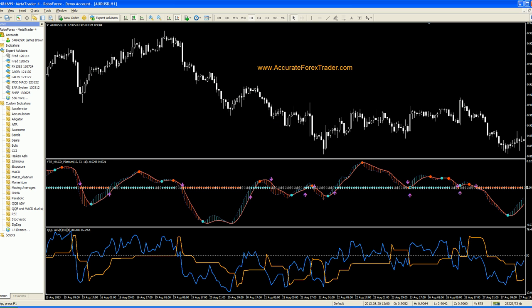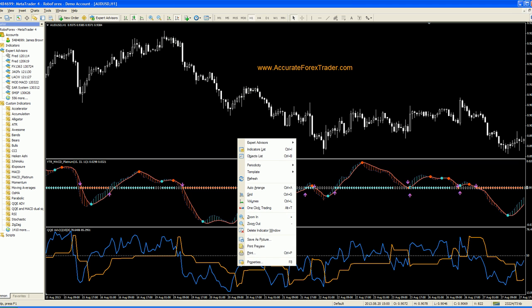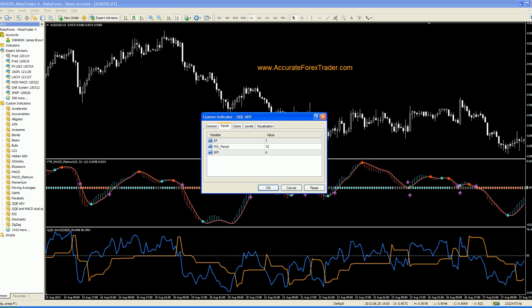Now the other is the QQE Advanced, this indicator down here, down the bottom. Basically all that happens there is when the blue line crosses down, cuts down through the orange, it's a signal to sell, and when the blue line cuts up through the orange, it's a signal to buy. The default settings on this are normally 183, 110.4, which is my preference, alright.